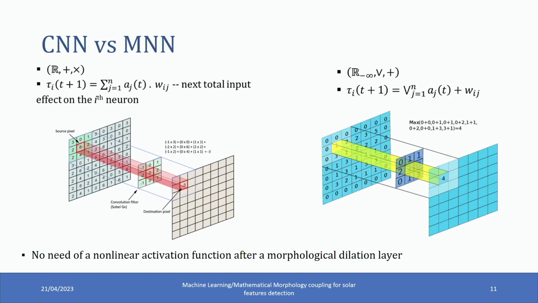So here on this slide, I have put side by side what a convolution operation does in a convolution layer on the left, and what a morphological dilation operation does in a morphological neural network on the right. So what we can see, it's almost the same structure, but instead of multiplying the neighborhood pixels and then taking the sum, as we do in a convolutional neural network, here in the dilation layer, what we do is that we take the sum of the neighborhood pixels and then we take the maximum. So that means that we don't need to have a nonlinear activation function after the morphological dilation layer, because it's already a nonlinear operation, the maximum.